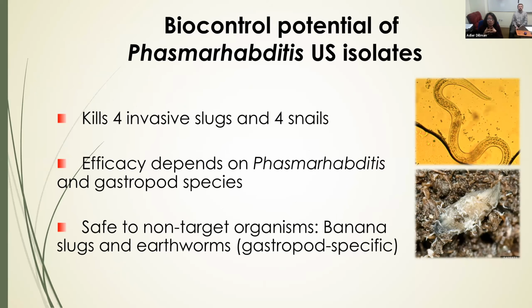So in the next few slides, I'm going to show that indeed the Phasmarhabditis is able to kill 4 invasive slugs. We've tested them also on 4 different snail species. And the efficacy is dependent on the species of Phasmarhabditis as well as the gastropod species. And in addition, they are also safe to non-target organisms like earthworms and banana slugs.